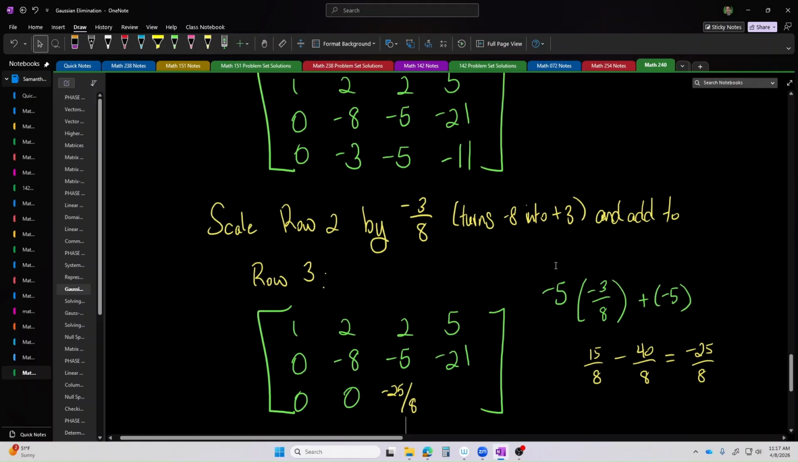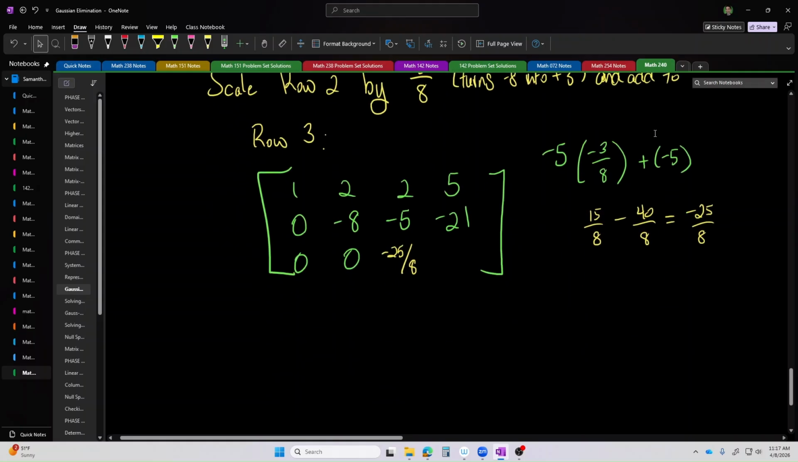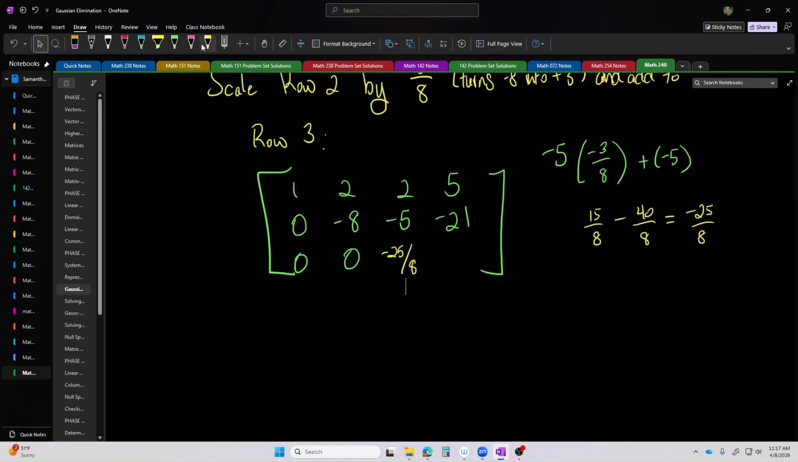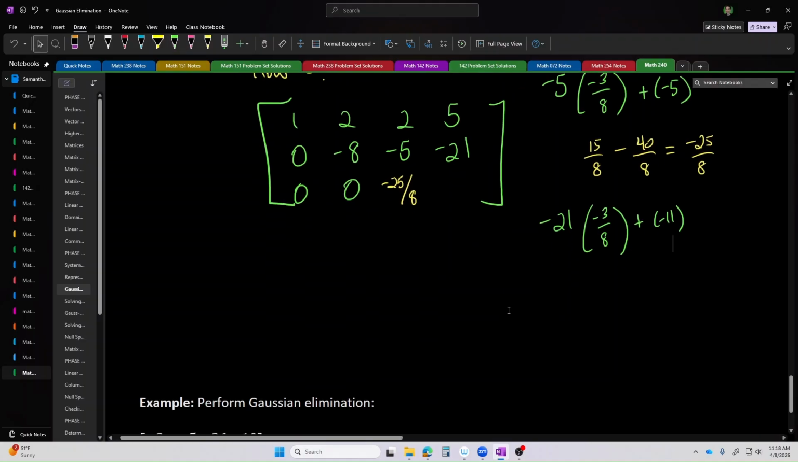And let's perform the same action in the fourth column of this matrix. So I have to take this -21, I have to scale it by this value, and I have to add it to the -11 in the next row. So let's go ahead and perform that.